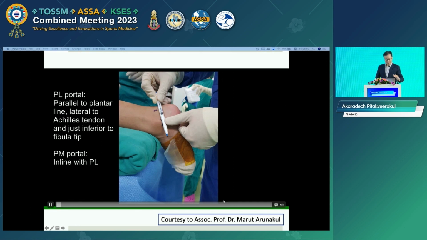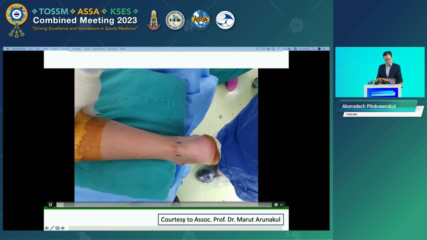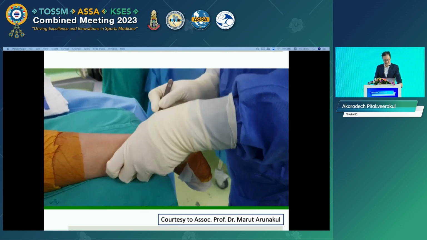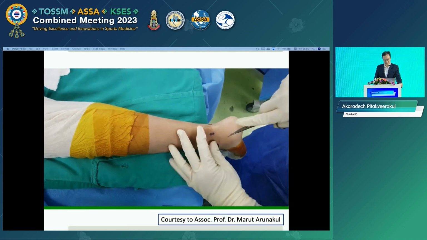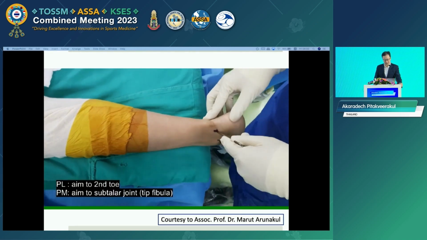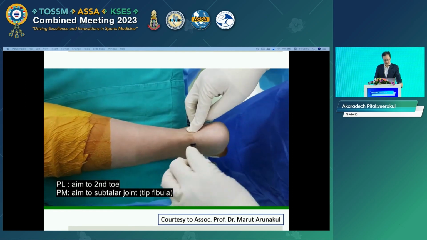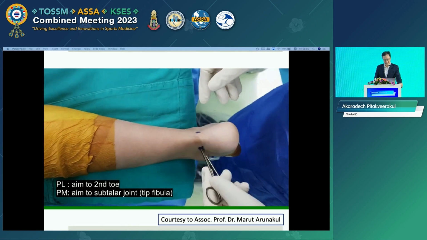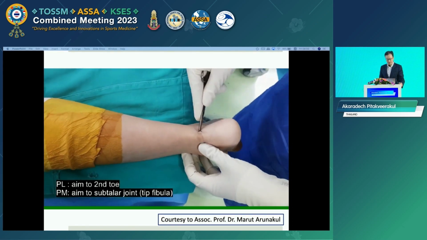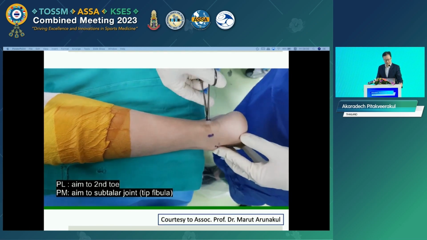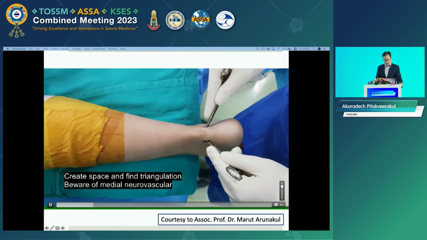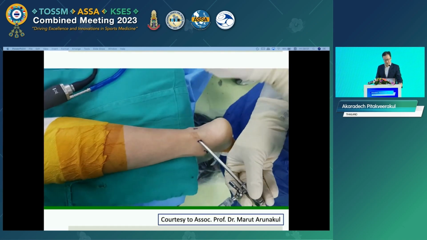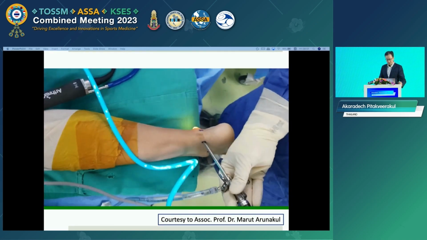The PL portal is parallel to the plantar line, lateral to the Achilles tendon, and the PM portal is at the same level. We make a mini skin incision of about 7 mm on both sides, and use a hemostat clamp to create a free space, with the PL aiming to the second toe and the PM aiming to the tip of the fibula. After we create the space, we insert the 4.0 mm arthroscope.